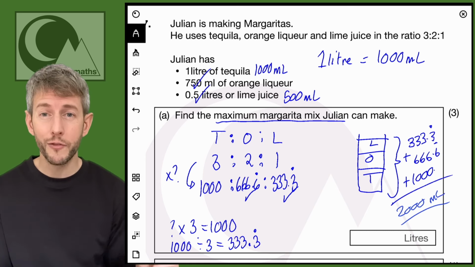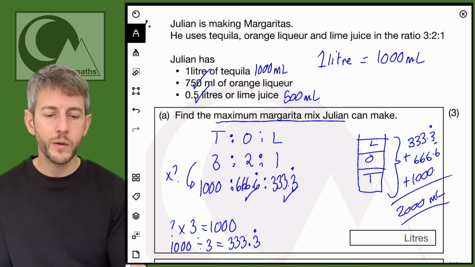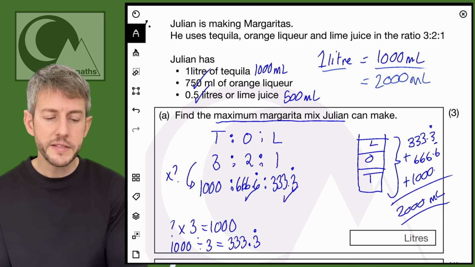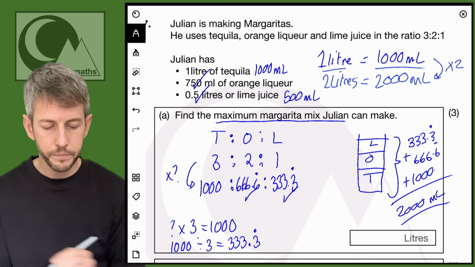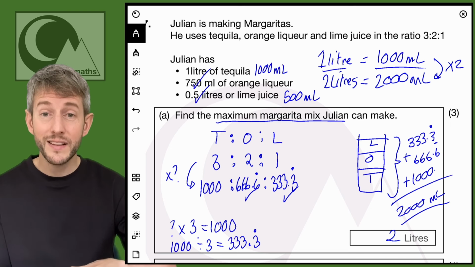Right, so I know that I've got 2000 millilitres here. Now, 1 litre equals 1000 millilitres. So if I've got 2000 millilitres, I can see that this is 2 lots of that. So I know that that will be 2 litres. So I can write here 2 litres. Okay, perfect. Let's look at part B.